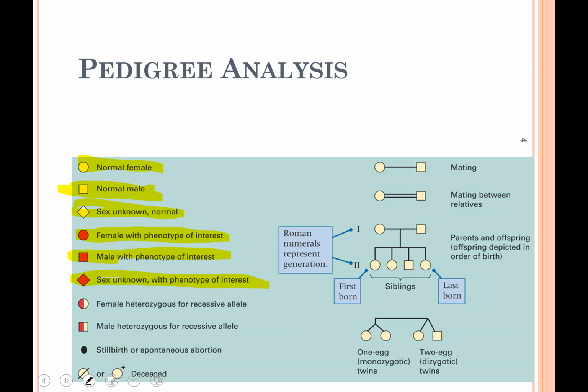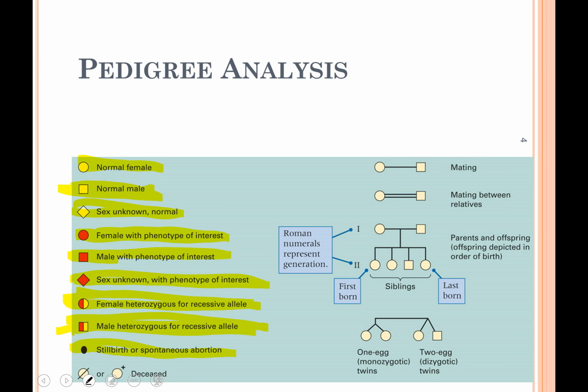Now, if a female is heterozygous, you would only shade half. It's kind of interesting, because you only carry half of that trait. If the male is heterozygous, only half of it would be shaded as well. If the individual is deceased, you just cross it out. If it's a stillbirth or a spontaneous abortion, which you won't see a whole lot of in the examples that I give you, it'll be represented as a dot.